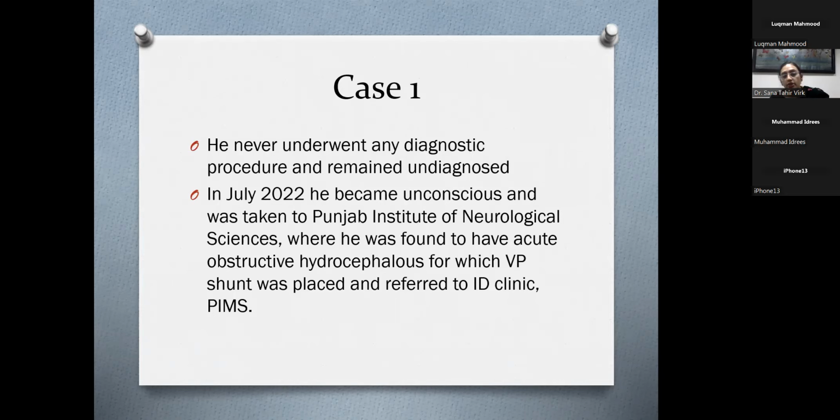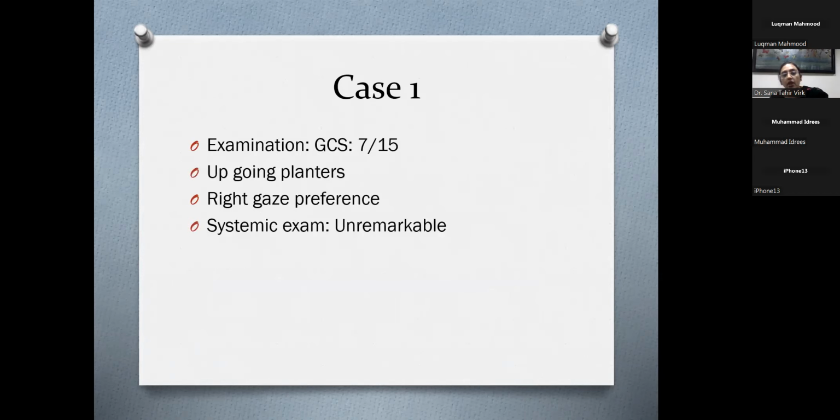In July 2022, he became unconscious and was taken to Punjab Institute of Neurological Sciences, where he was found to have acute obstructed hydrocephalus for which a VP shunt was inserted, and he was then referred to the ID clinic at PIMS. On receiving, the patient's GCS was 7/15. He had upgoing plantars and right gaze preference, and the rest of the systemic examination was normal. As GCS was low, other neurological examination could not be elicited.